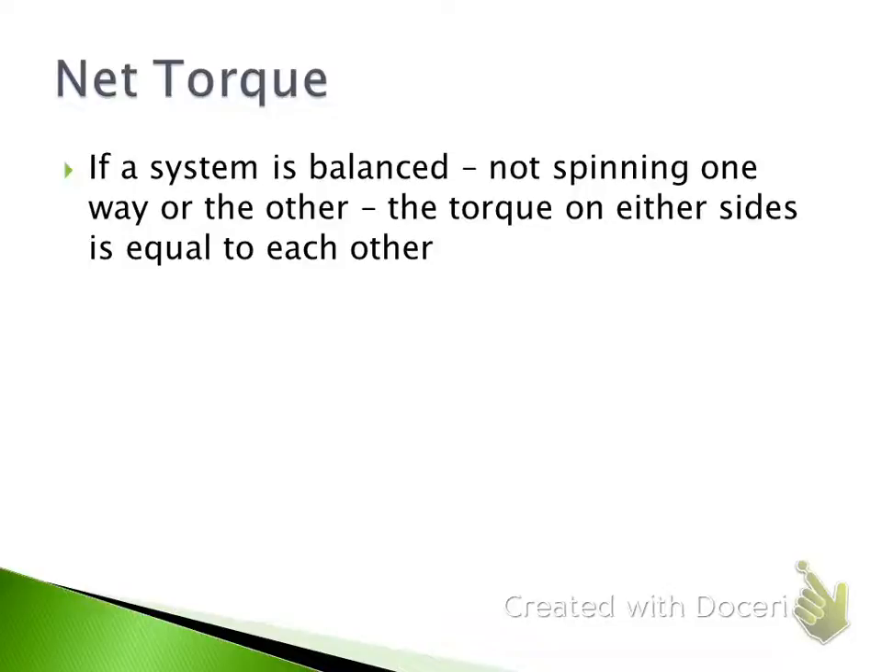Now we're going to talk about net torque. What's the word net mean? Overall, good. So we're looking at basically if a system is balanced, that means it's not rotating one way or the other. Okay, think of like a seesaw here, or a teeter-totter. That's a really common example for this portion of our chapter.